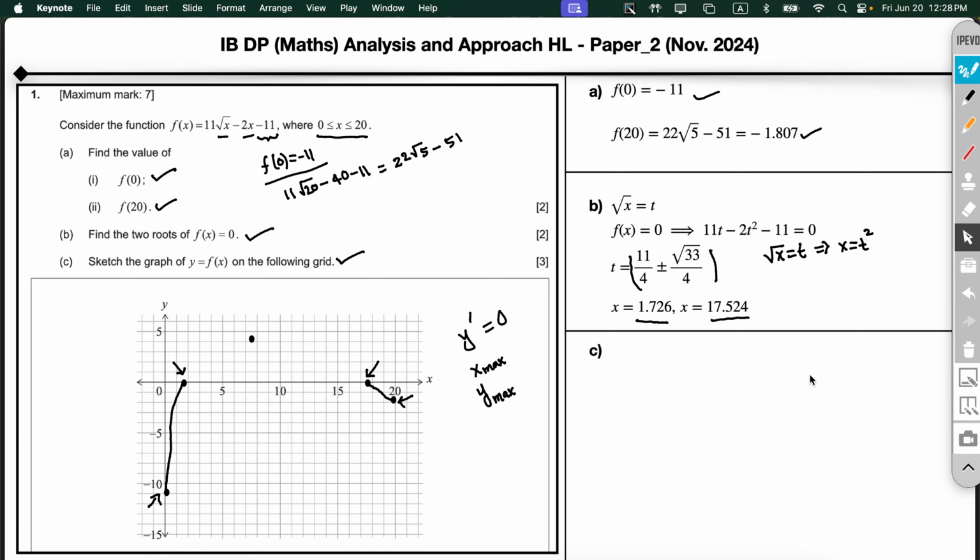So let's proceed. In part C, we set f prime of x equal to 0. The first term will give 11 divided by 2 square root of x, minus 2 equals 0. So 2x just gives 2, and 11 square root x gives 11 divided by 2 square root x. So this tells us that square root of x equals 11 over 4, or x equals 11 over 4 whole squared, which is 7.562. So at x equals 7.562, the function reaches its maximum.